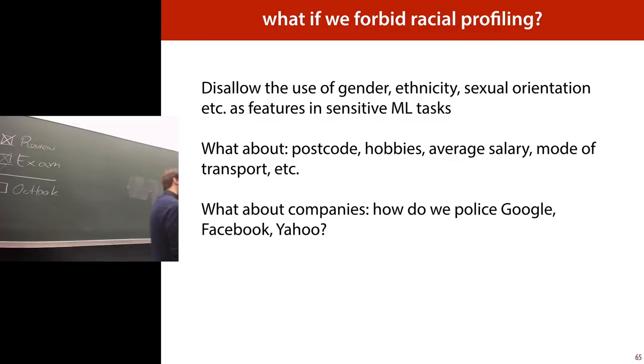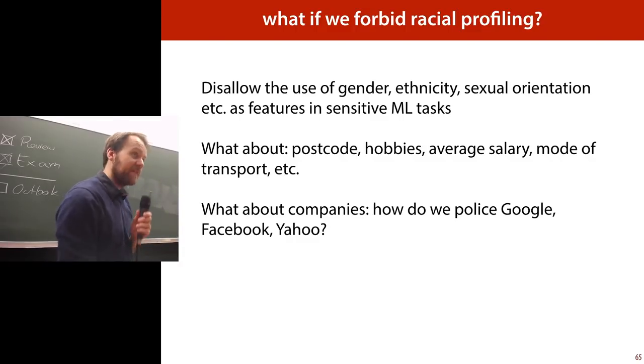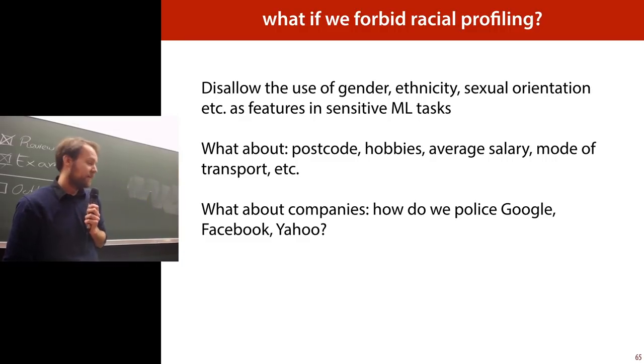Can we just forbid this, if we say racial profiling is wrong? Can we just forbid it? Well, that's actually quite difficult, because you can disallow the use of gender and ethnicity and sexual orientation. But then race was not included as a feature in this parole prediction system, and they still ended up with a racist system, because most of these attributes can be inferred, are strongly correlated with other attributes. So if I have your postcode and not your ethnicity, I can probably still guess your ethnicity with a reasonable accuracy. So I can still be racist.